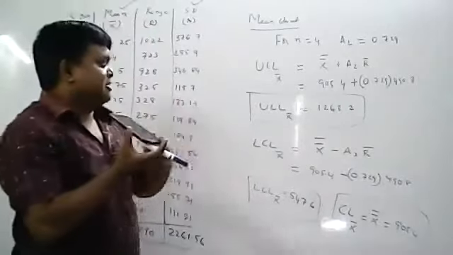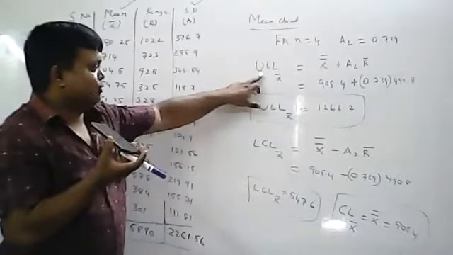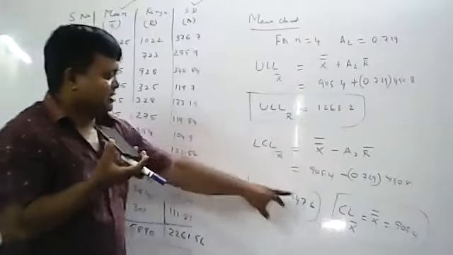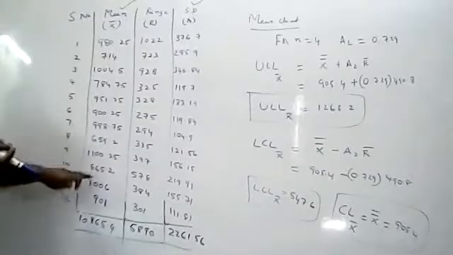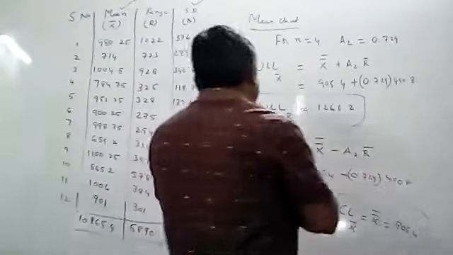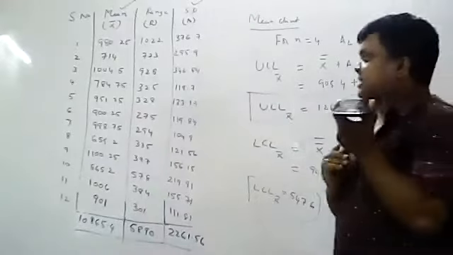So mean chart you have to construct. Mean chart you have to construct means first see the UCL value, LCL value, and CL value, and after that see only mean values. Only mean values you have to see. So how to take the scale? First see the mean values.